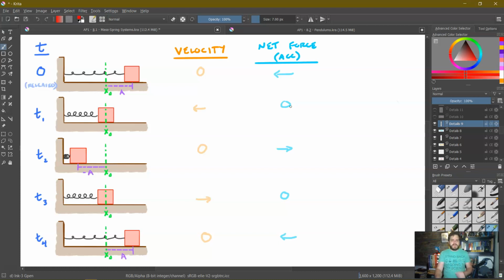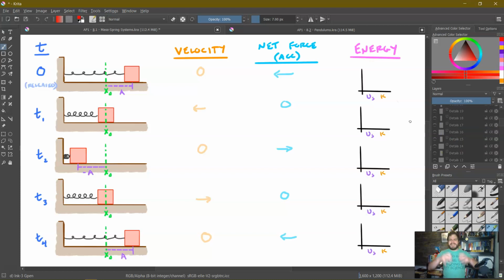Now, a lot of people get freaked out by this because they go, wait a second, how are the net force and acceleration 0 when it's moving at this equilibrium point? That's true, but keep in mind it was already moving and accelerating before this point, so when it gets to equilibrium, its momentum carries it through, even though the net force and the acceleration go to 0 for at least a moment.